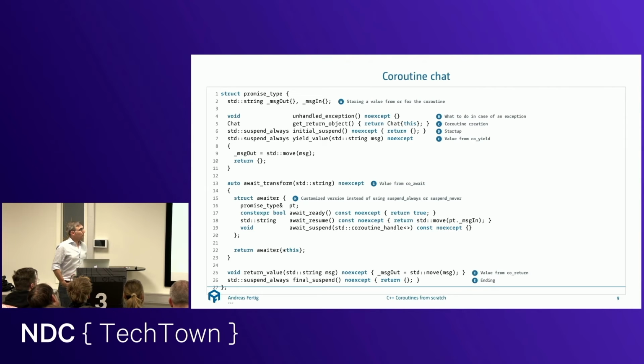The next two customization points are when the coroutine first is created, there is an initial suspension point, at least a possibility.